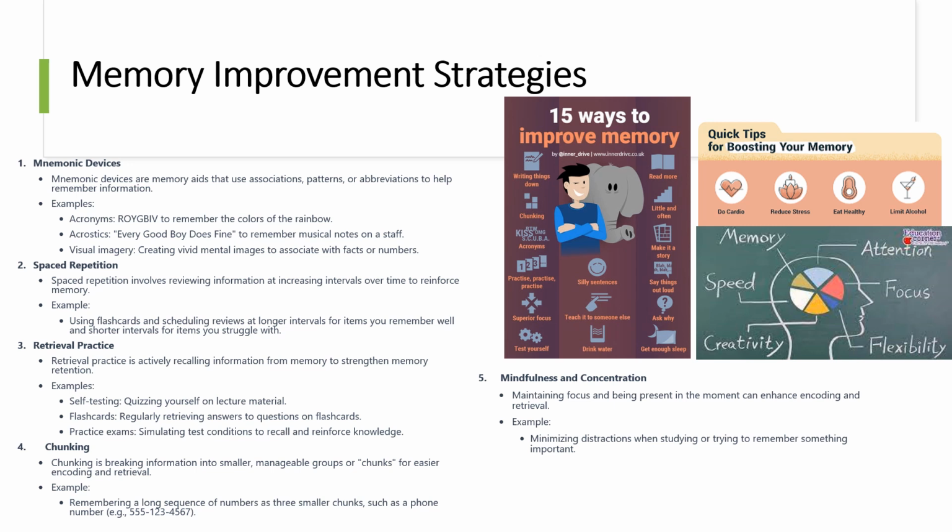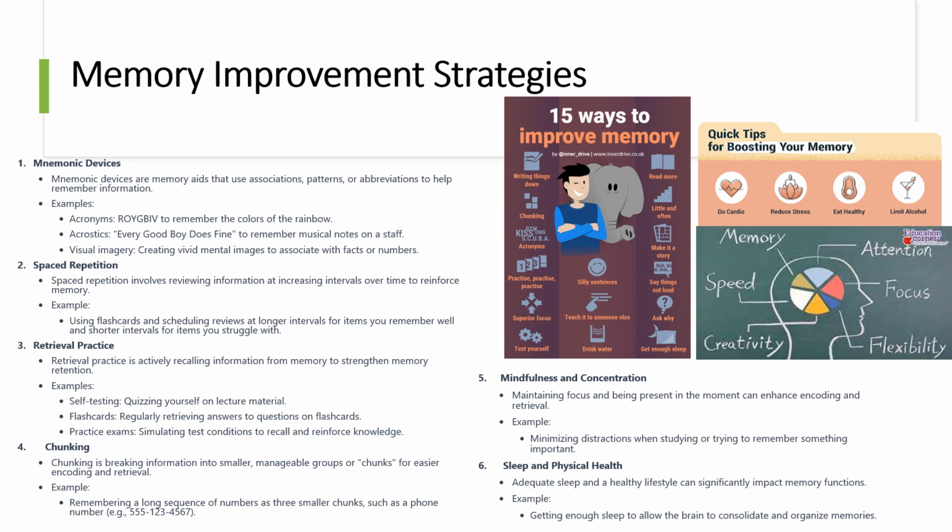Mindfulness and concentration. Maintaining focus and being present in the moment can enhance encoding and retrieval. Example: minimizing distractions when you study or trying to remember something important. Sleep and physical health. Adequate sleep and a healthy lifestyle can significantly impact memory function. Example: getting enough sleep to allow the brain to consolidate and organize memories.